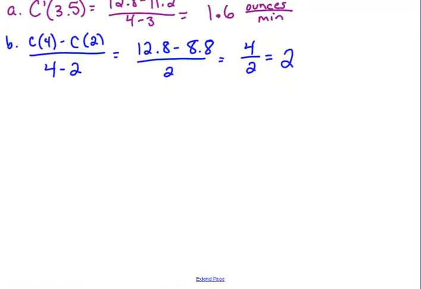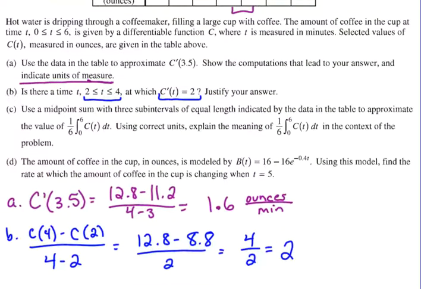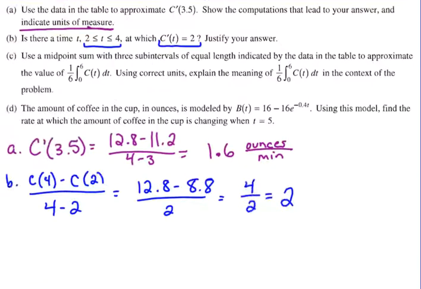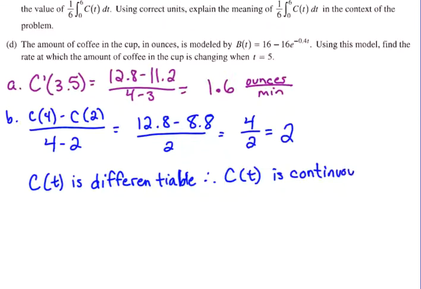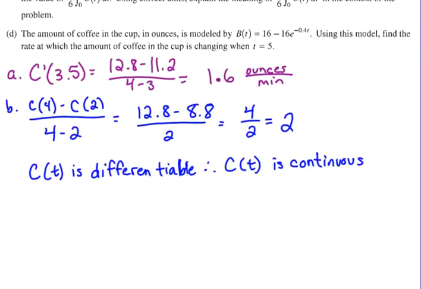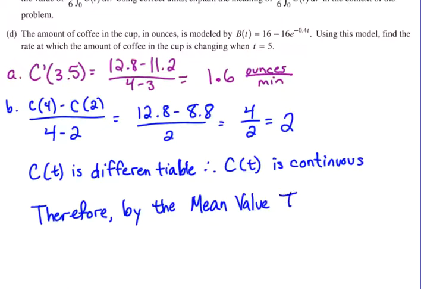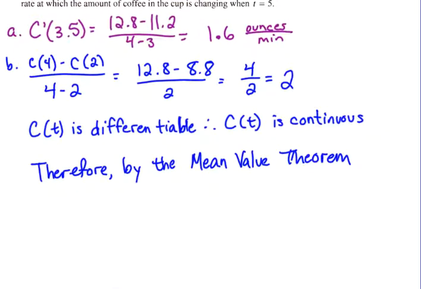You also need to establish, let's look back at the problem here. Remember mean value theorem, we have to be continuous and differentiable. They tell us it's differentiable. So C of T is differentiable, and therefore, C of T is continuous. And with that work there, you can say, therefore, by the mean value theorem, please don't abbreviate. Okay, I know it should make sense that MVT stands for mean value theorem, but they don't like abbreviations because some teachers use different abbreviations than others, so just write it out.